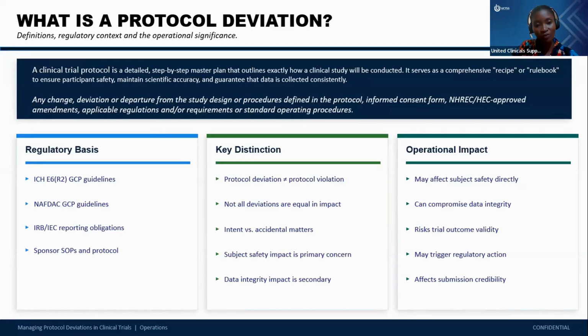Now let's go to the deviation. It is any change or any departure from that design, that blueprint or the procedure, and all of this is defined in the protocol. So when you deviate from your protocol, your informed consent, your approval, and all of that, you have a protocol deviation. It cuts across the regulatory basics, the key distinctions, the operational impact, and many more.